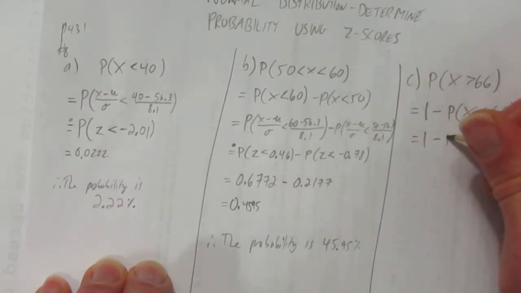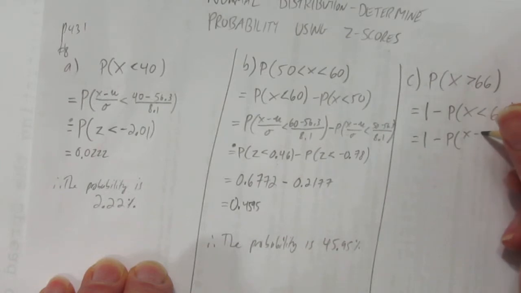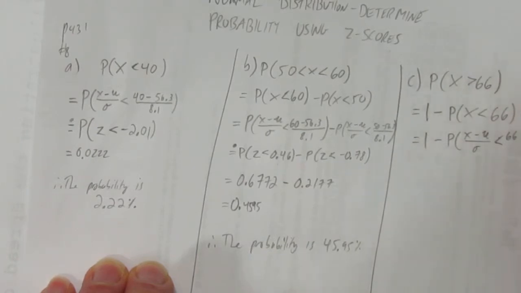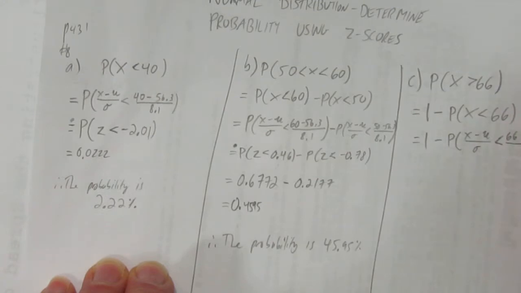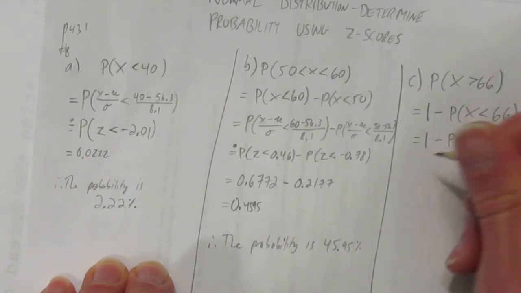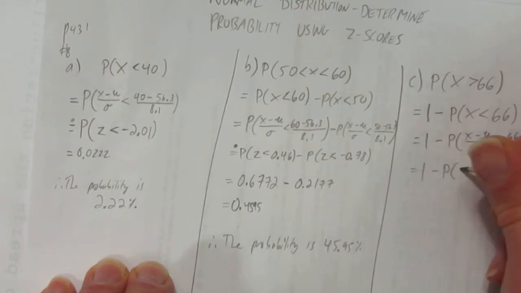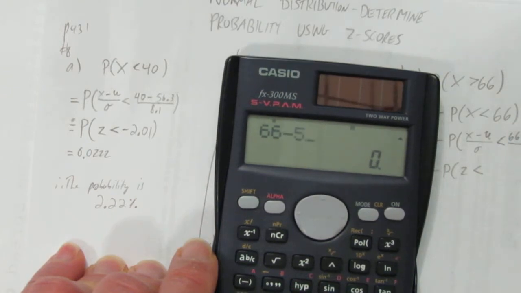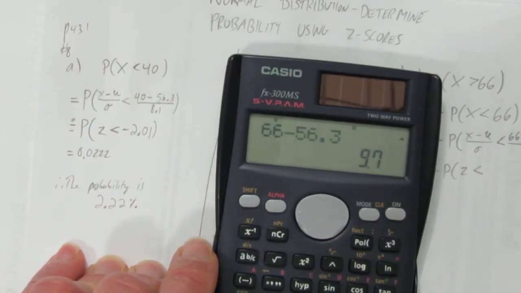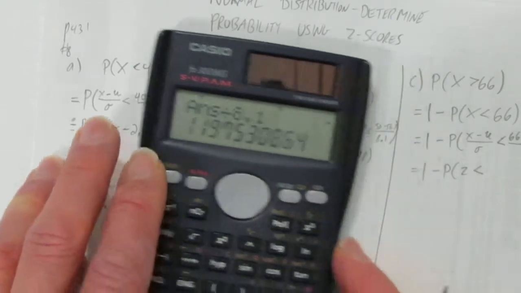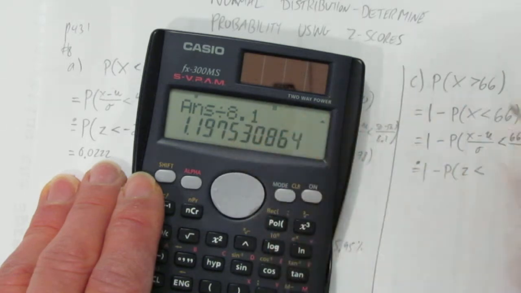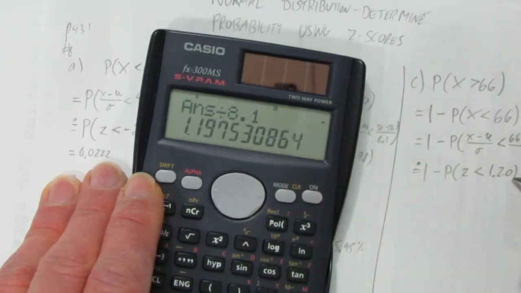That's 1 minus the probability of, and we'll make it into a z-score by subtracting the mean and dividing by sigma. So that's 66, take away the same mean as before, 56.3, all divided by the same standard deviation, 8.1. So it's 1 minus the probability of a z-score being less than 66, take away 56.3, don't forget to hit equals, divide by 8.1, and don't forget to round, rounding dot. And this rounds to, the 7 means round up, so you get 1.20.